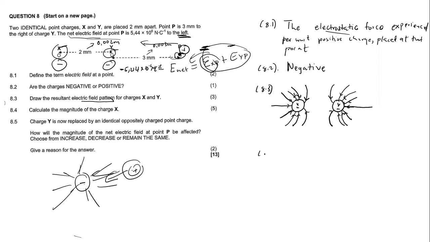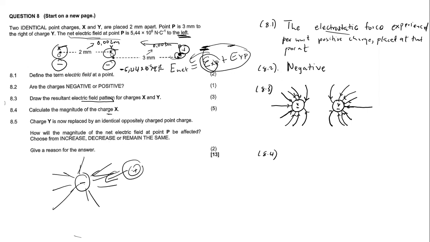Now we move to 8.4. It says to us, calculate the magnitude of charge X for 5 marks. That's a lot. So now we want charge X, but what do we have? In order for us to determine the magnitude of charge X, it is the same as calculating the magnitude of charge Y because they are identical.